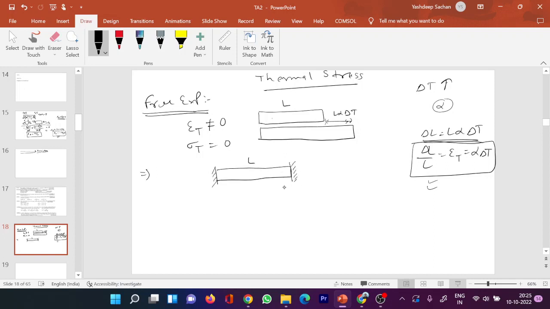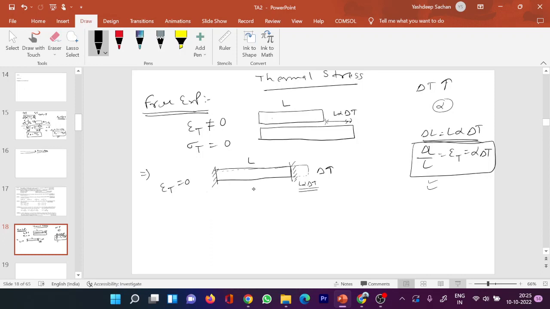L is the length. Now its length is not going to change, but suppose we are increasing the temperature. If we increase the temperature, it has a tendency to increase its length, right? Let's suppose this is L alpha delta T, but it won't be able to do that because of the supports. So strain won't be there because these supports haven't allowed it to expand.